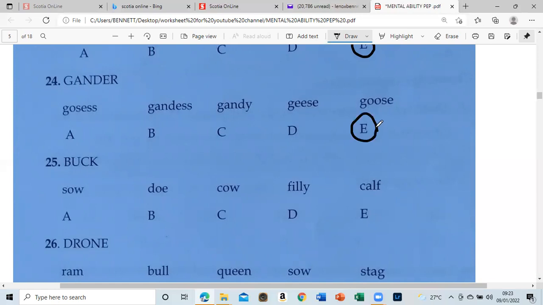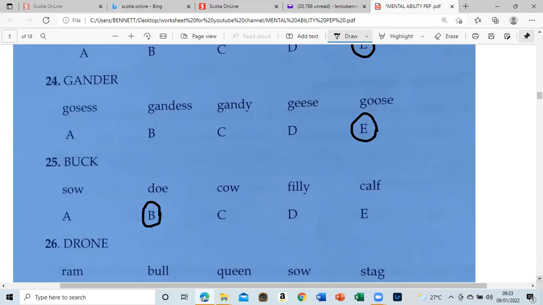All right. Buck. Is it so? Is it doe? Is it cow? Is it billy? Which is it? If you said doe, you are correct. So 25 is B.